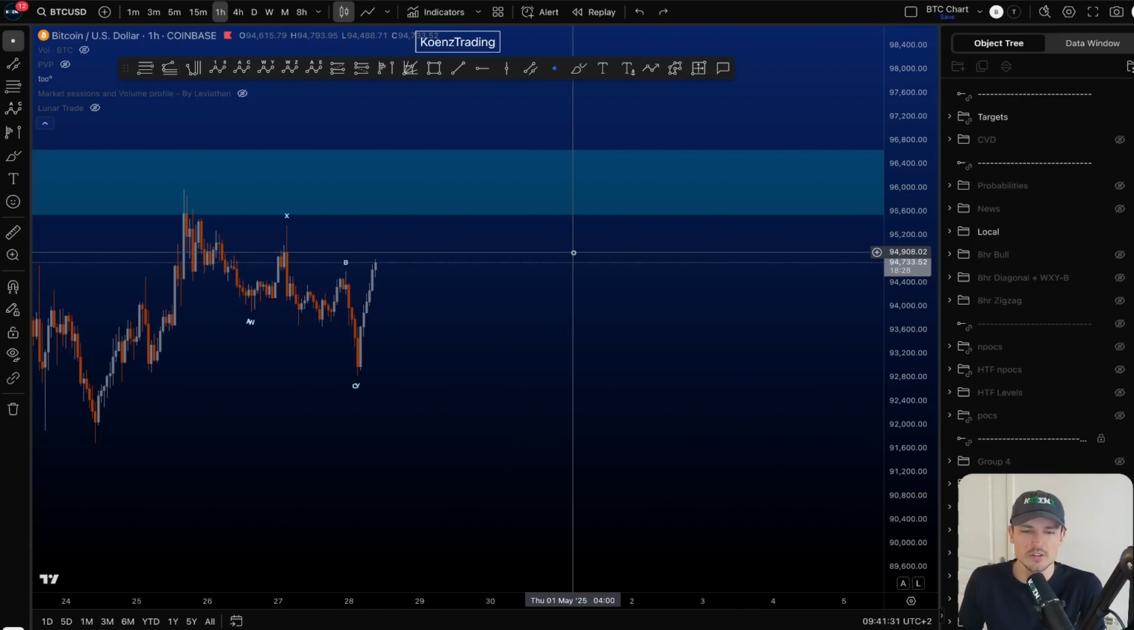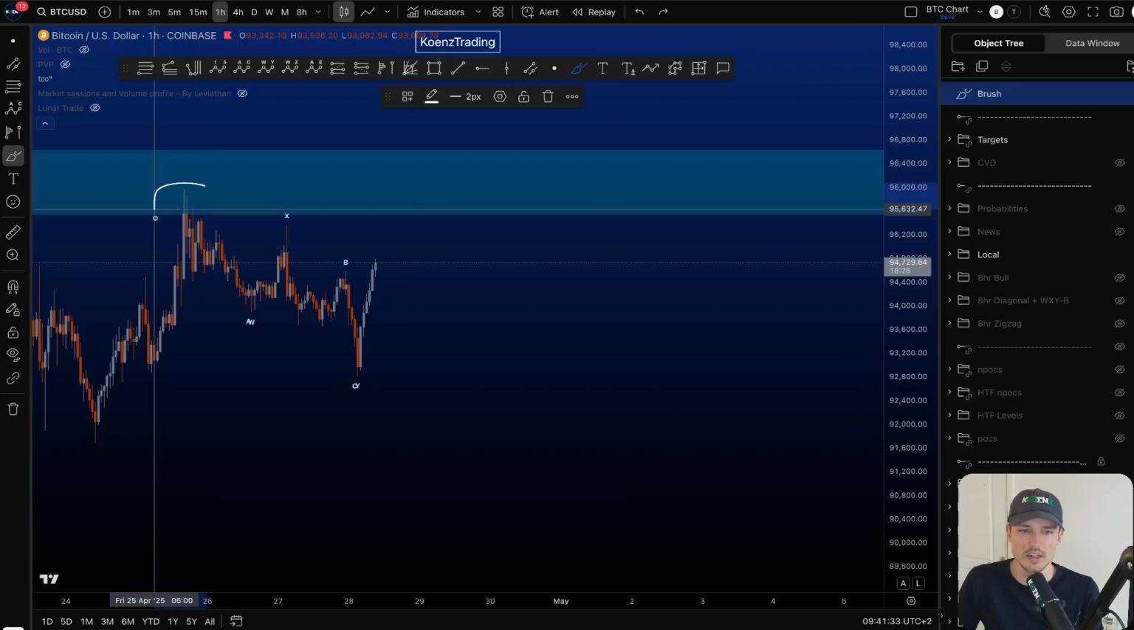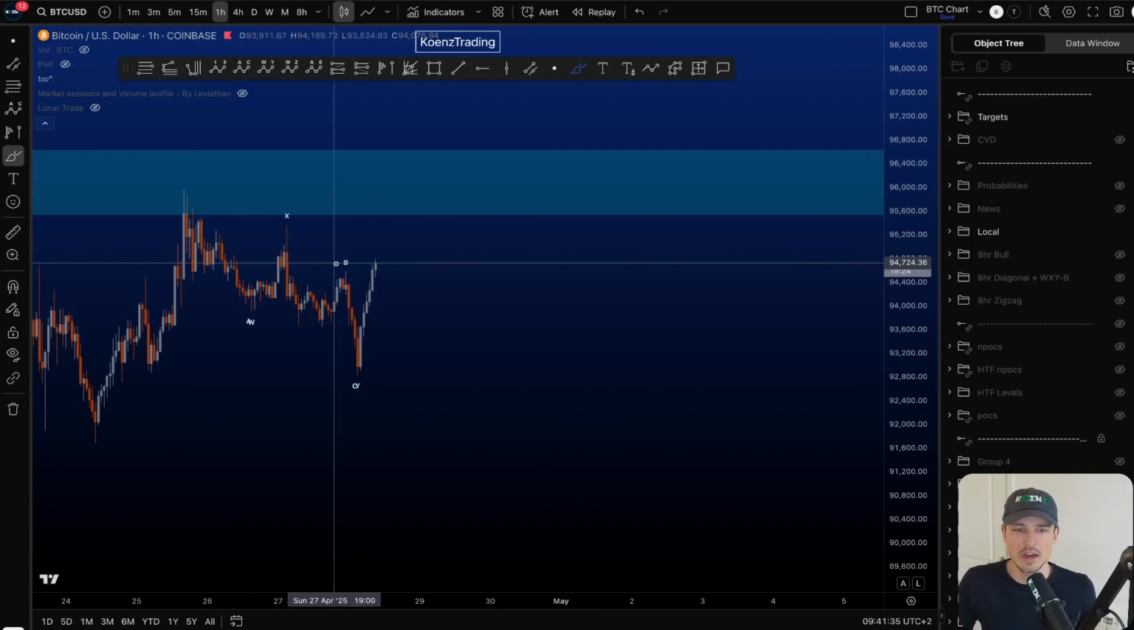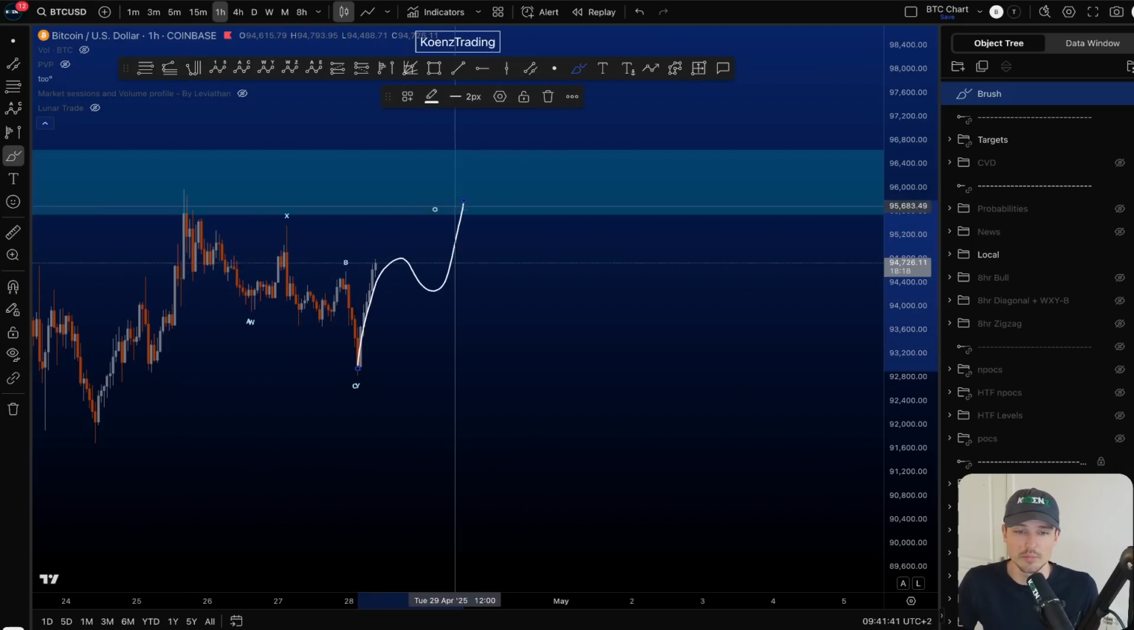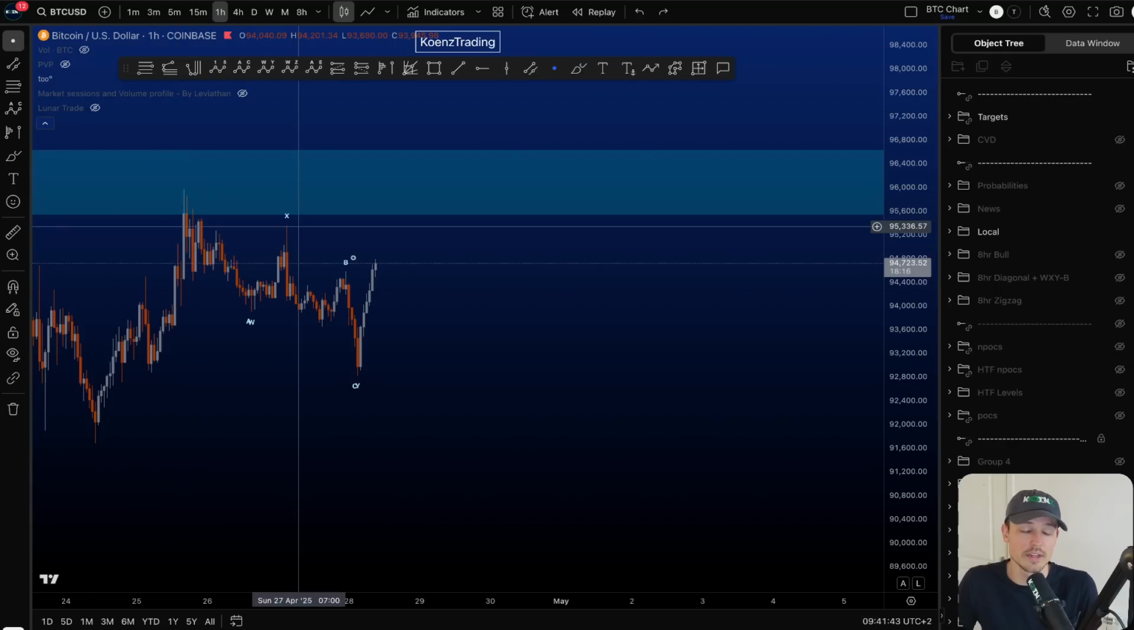But you're still looking at corrective structures, still probabilities higher to take out that high, which is something I'm looking for. Of course, as mentioned, potential, you already have a finished structure and you're going to be looking for price to take the high out anyway. But that is the probabilities locally.